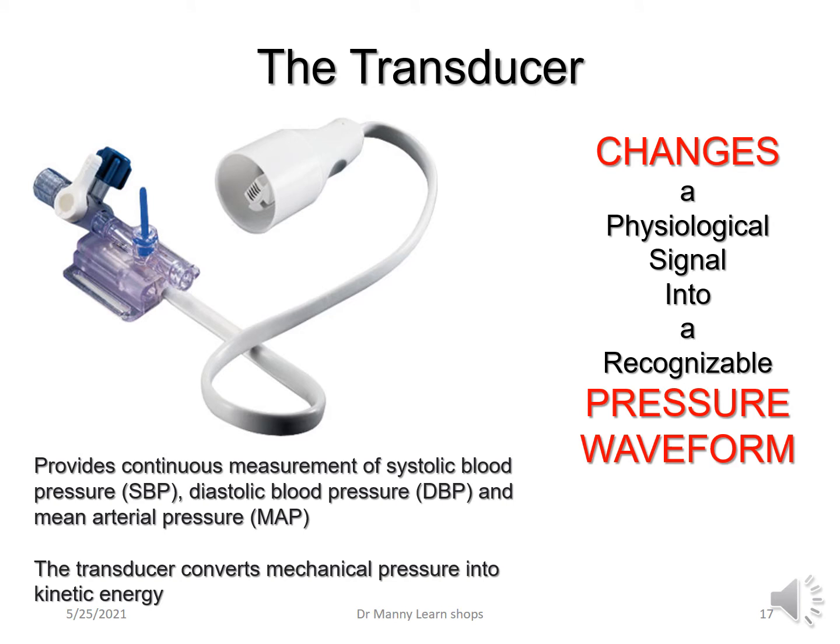Then you've got the transducer. Well, what's a transducer? A transducer essentially changes a physiological signal into a recognisable pressure waveform, which you've got to be able to recognise, which means you're competent. Therefore, it provides a continuous measurement of systolic blood pressure, diastolic blood pressure, and the mean arterial blood pressure. Essentially, without becoming too complex, the transducer converts a mechanical pressure inside the artery into a kinetic energy that can be translated by the monitor, the machine, into a recognisable pressure waveform for you to interpret.